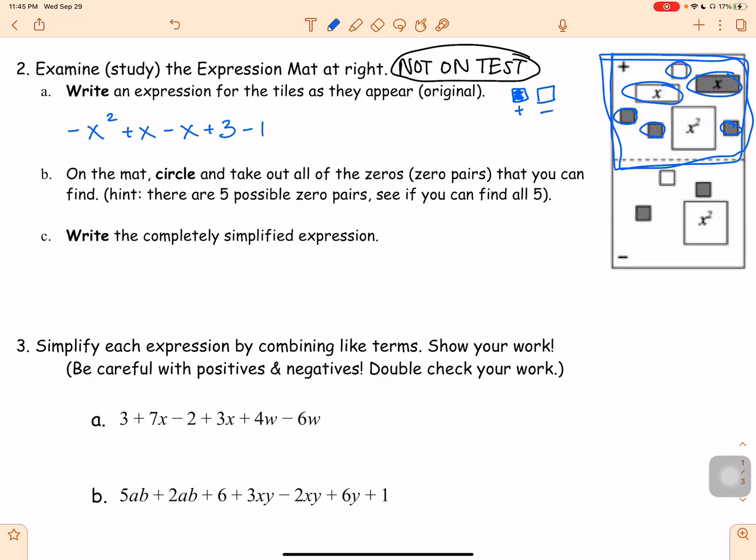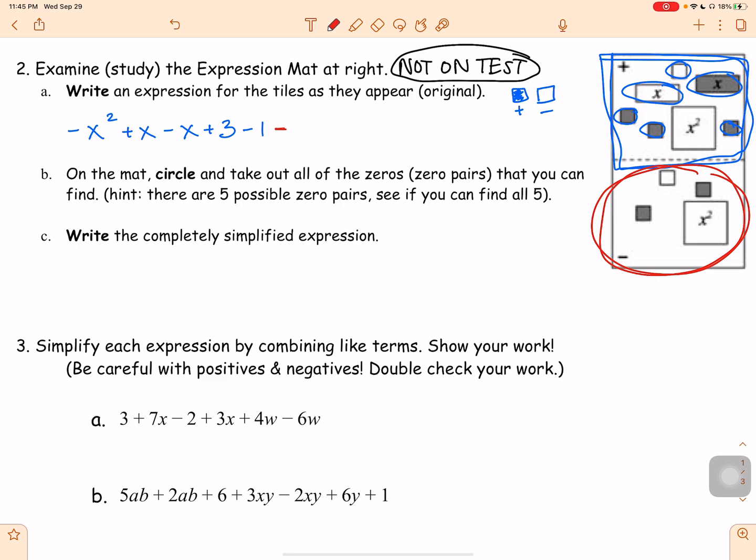I'm keeping the positives and the negatives separate. Now, down below here, we have the negative side of this expression mat. Again, you guys probably haven't seen this unless another teacher showed you in the past. I did not pull out the expression mats this year, that was just my decision. But this is how they work.